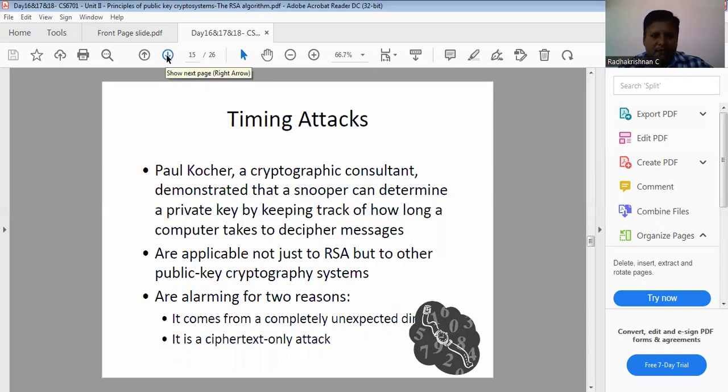Timing attack is another important technique. A cryptography consultant demonstrated that a snooper can determine the private key by keeping track of how long a computer takes to decipher messages. This is applicable not just to RSA but to other public key cryptographic systems. It is alarming for two reasons: it comes from completely unexpected directions, and it is a ciphertext-only attack.